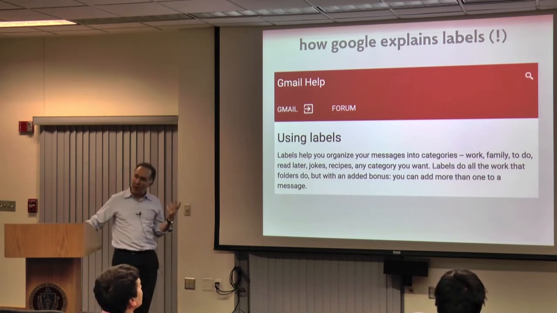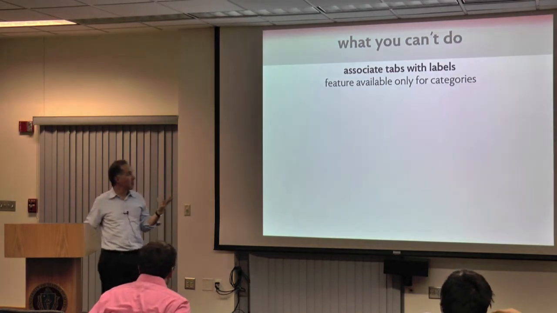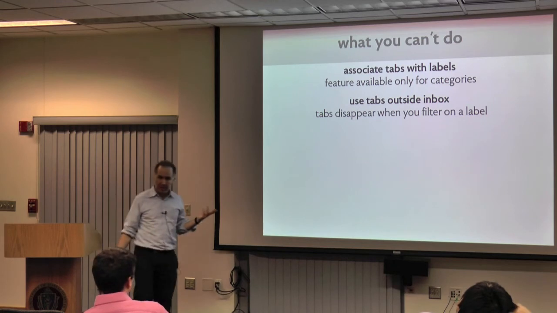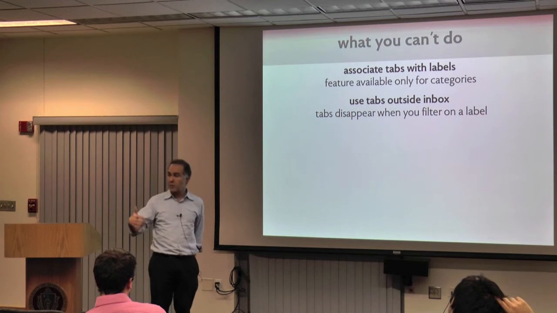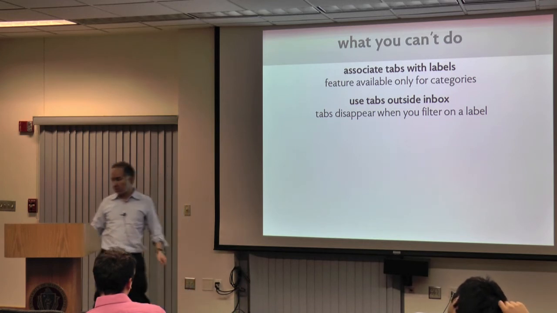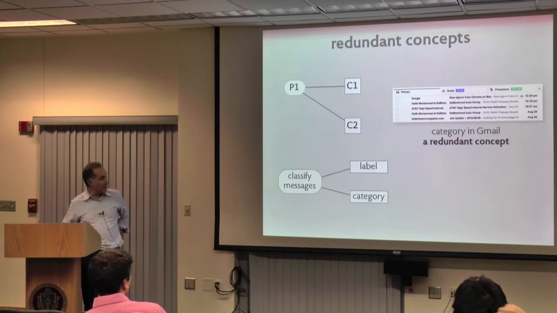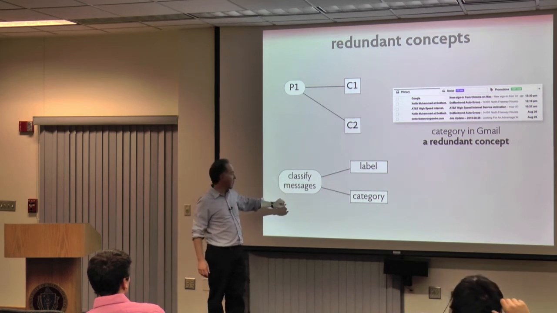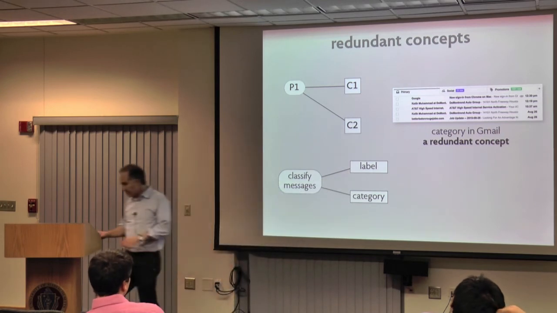The key point here, though, is that this isn't just a philosophical nitpick. It's not just the psychological confusion of two concepts. It's that there are things you really can't do. You can't associate tabs with labels. You can't use tabs outside the inbox, right? So the fact that Google chose to introduce a new concept with different properties actually impacts the features available to the user. And I call this an example of redundant concepts, where basically the purpose was to classify messages, which could be described obviously in more detail, but that's its sort of title. And there are two separate concepts when there really should be one.